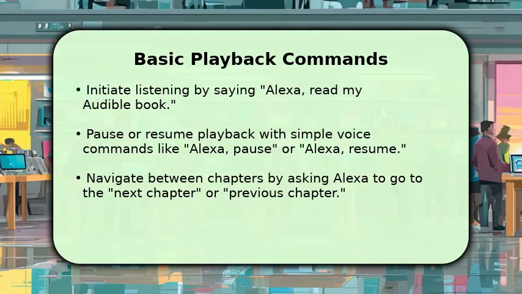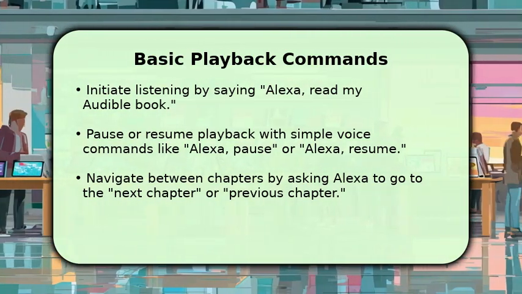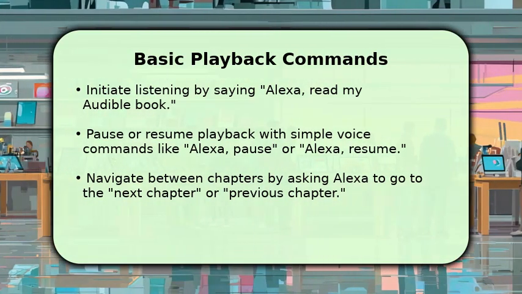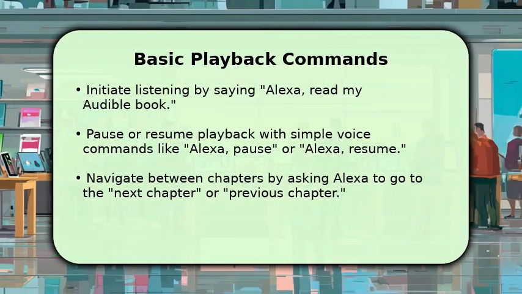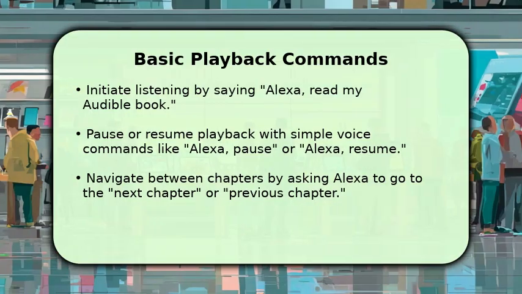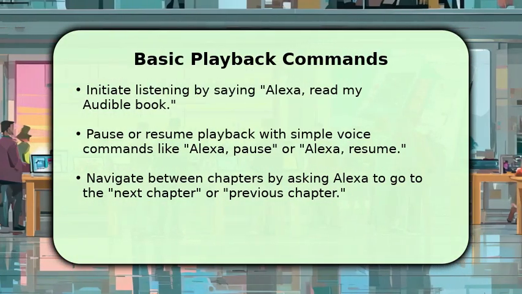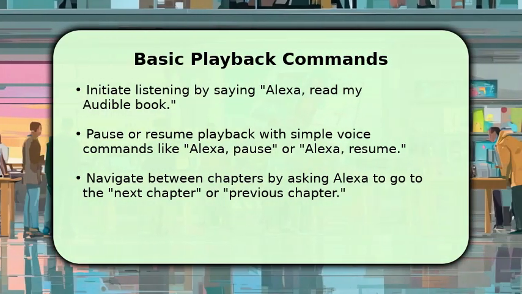Once your accounts are linked, playing your books is incredibly simple. To start listening, just say, "Alexa, read my Audible book," and she will pick up right where you last left off. If you need a break, a quick "Alexa, pause" will halt the audio, and "Alexa, resume" will start it back up again. You can also easily jump forward or backward in your story by saying, "Alexa, next chapter," or "Alexa, previous chapter." It's wonderfully convenient.